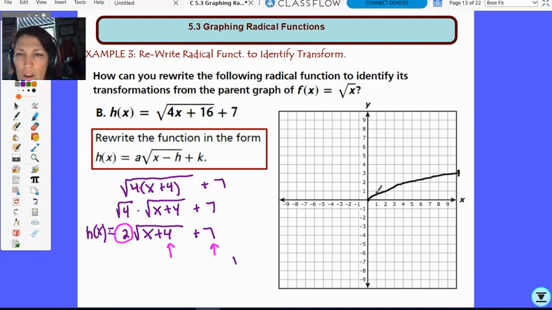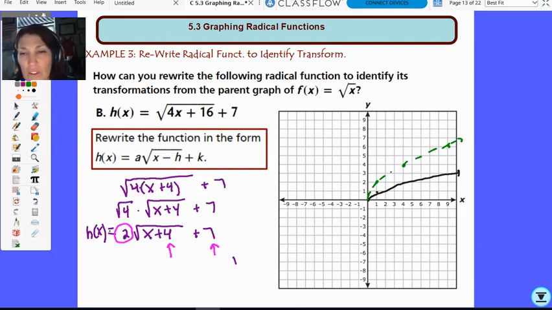So take that 1 and multiply it by 2, it becomes 2. We take that 2 here and multiply it by 2, and it becomes 4. We take the 3 up here and multiply it by 2, it becomes 6. So this is our new stretched graph right here. Now we can shift it. Okay? So we're going to shift it left 4 and up 7.